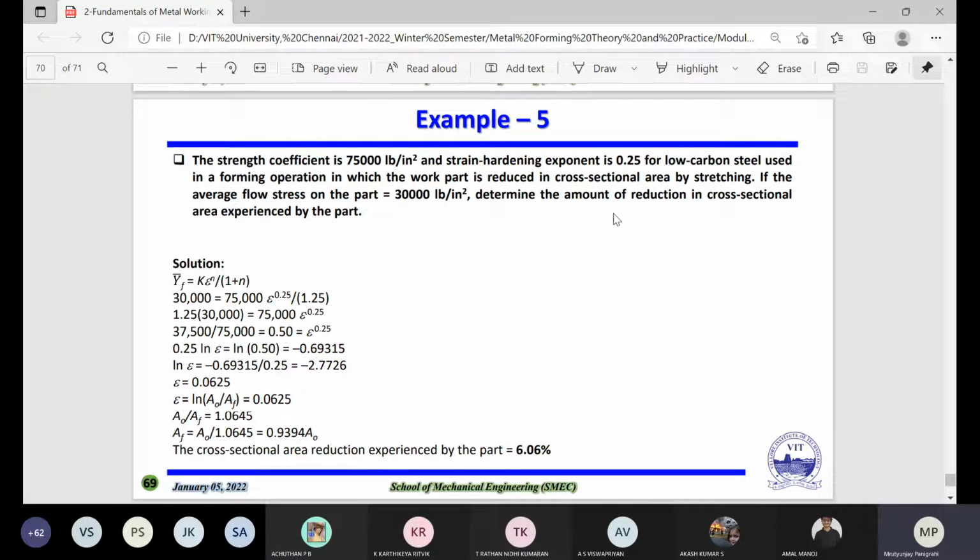Then second, it is asking to determine the amount of reduction in cross-sectional area. If you know the equation epsilon equal to ln A0 by AF, that is the initial area divided by the final area, and this equals 0.0625. Now you have to find out how much percentage it is reduced. So A0 by AF equal to this much, then AF equal to 0.9394 A0, and this much amount is the reduction of 6.06%. You can calculate from 1, so you will get 6.06.